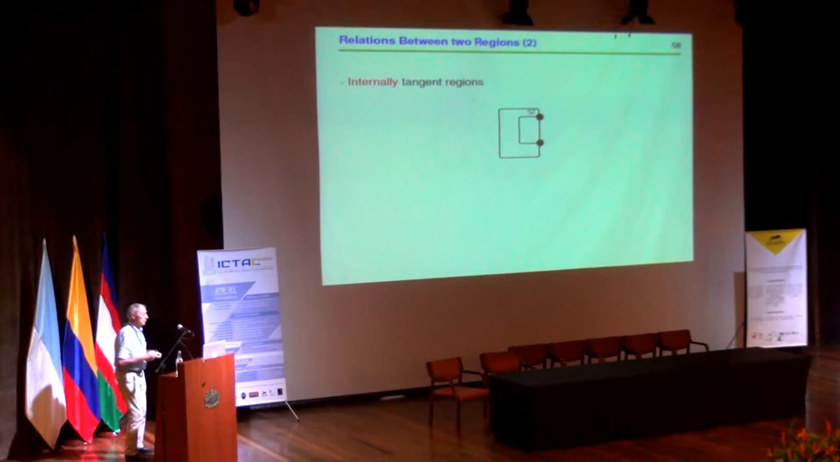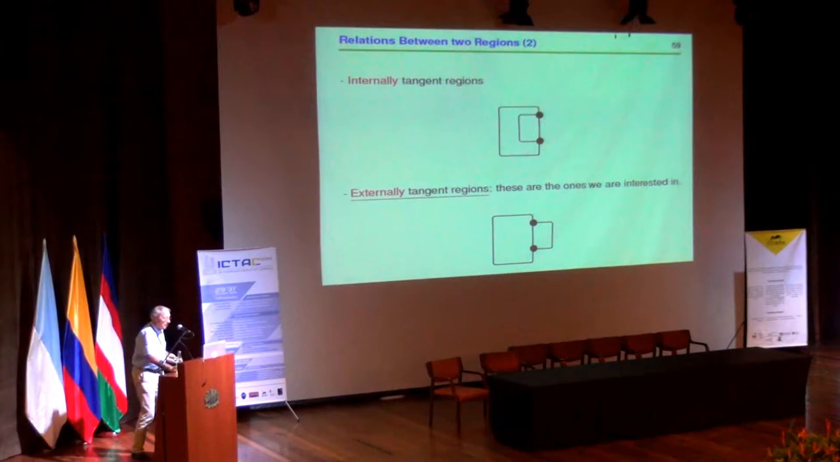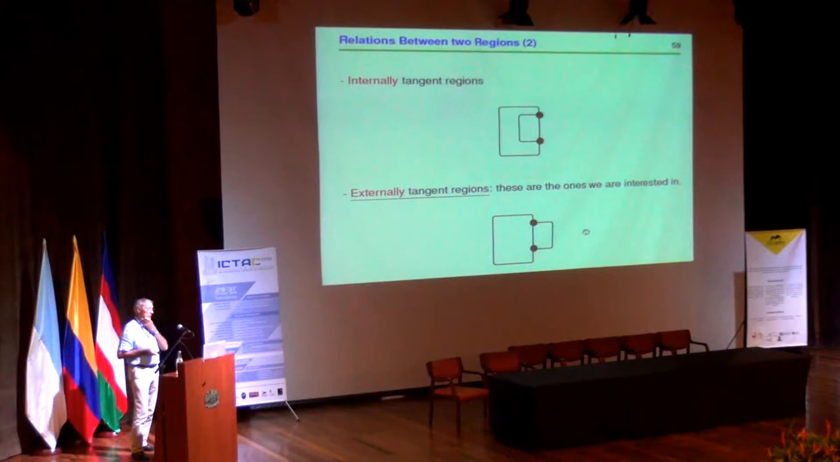And the more interesting one is an externally tangent region. These are the ones we are interested in. And again, in order to have two regions to be externally tangent, they have to share some part of the border, corresponding to the limit given by these two points. And then they can be defined as externally tangent.